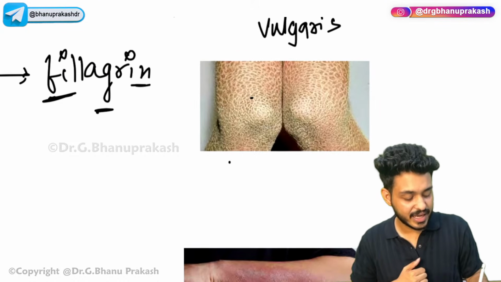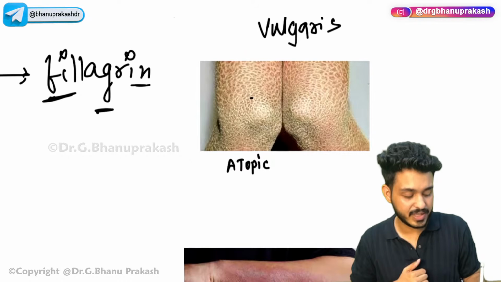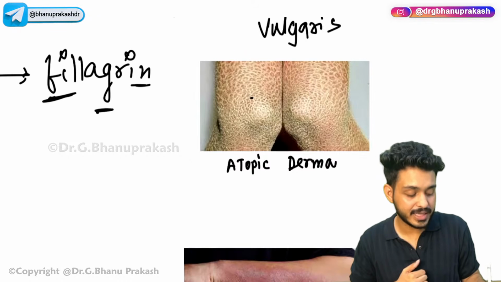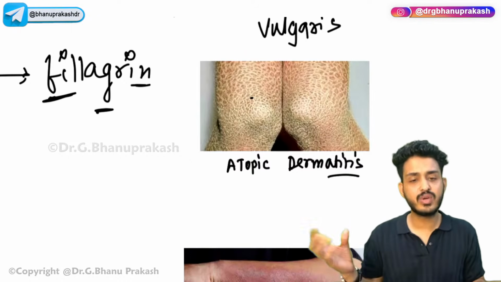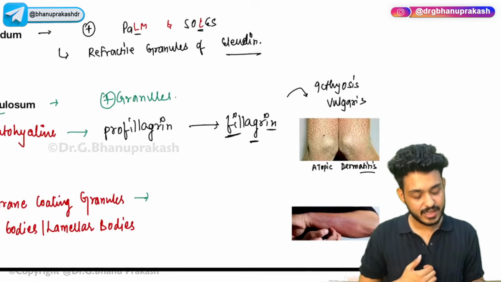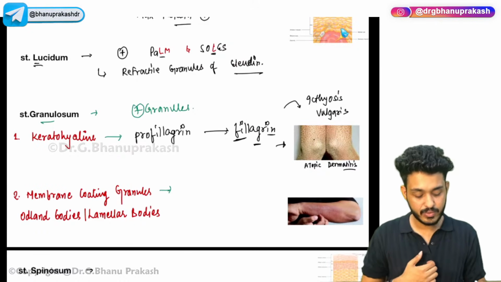Second thing that can happen is your atopic dermatitis, guys. Dermatitis means what? That is the inflammation of the skin, right? Those are the two diseases that can happen over here.